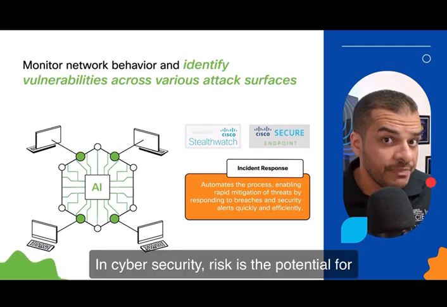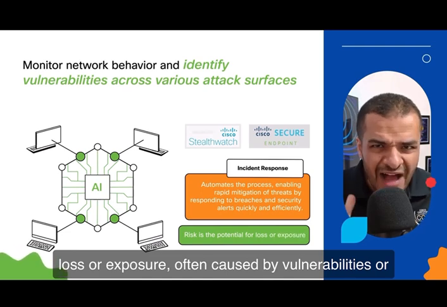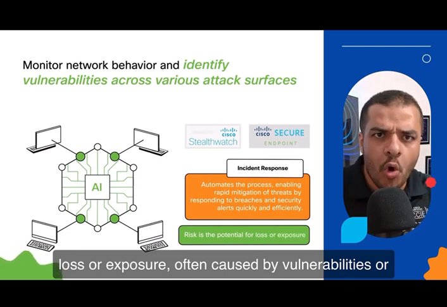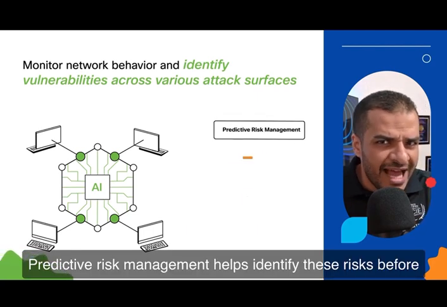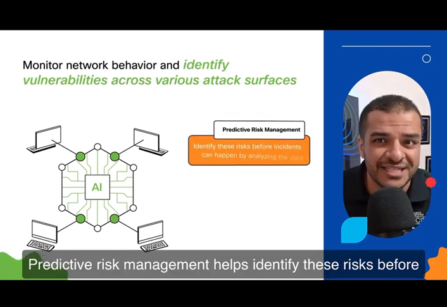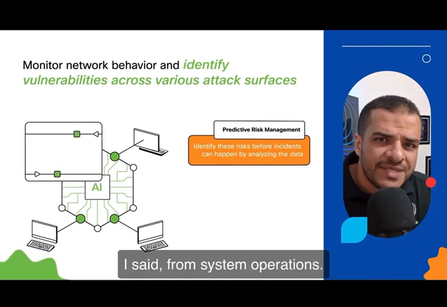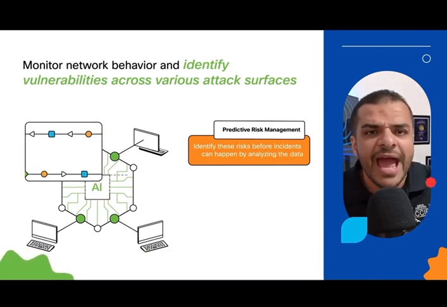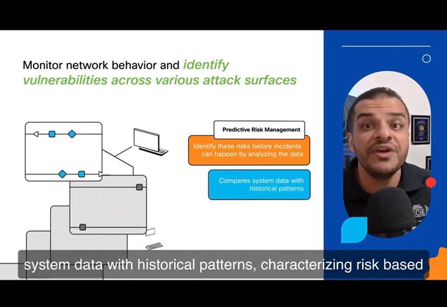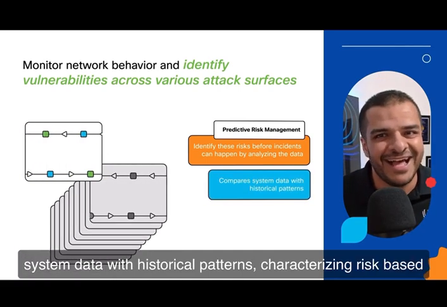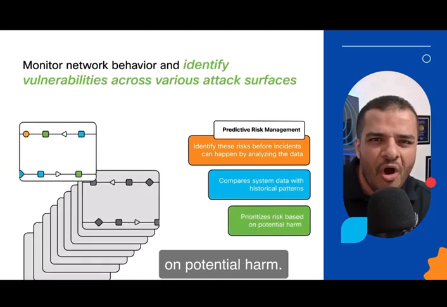In cybersecurity, risk is the potential for loss or exposure, often caused by vulnerabilities or misconfiguration. Predictive risk management helps identify these risks before incidents can happen by analyzing the data, as I said, from system operations. AI actually plays a key role by comparing system data with historical patterns and prioritizing risk based on potential harm.